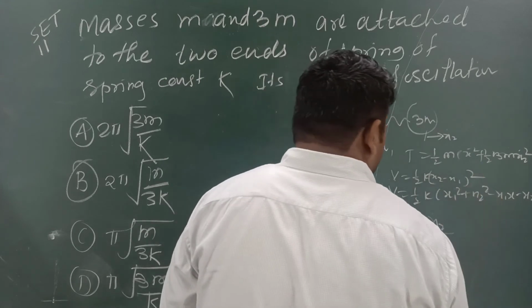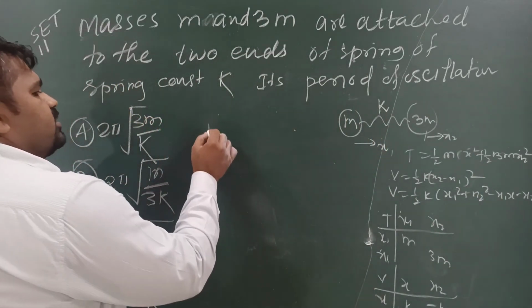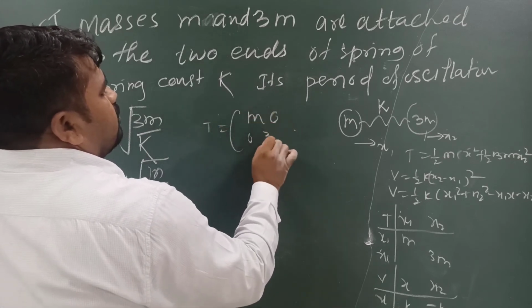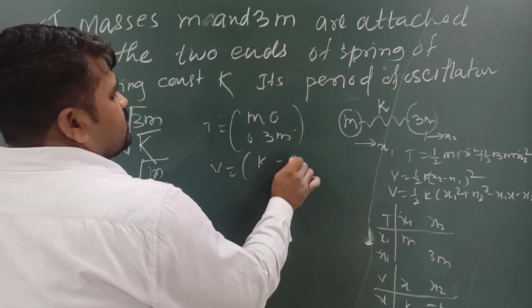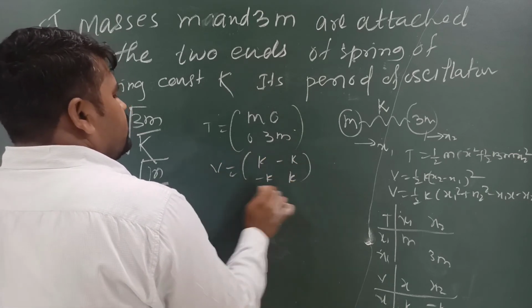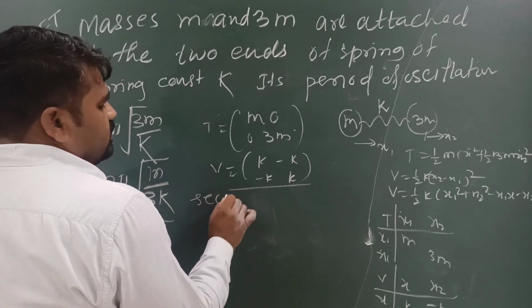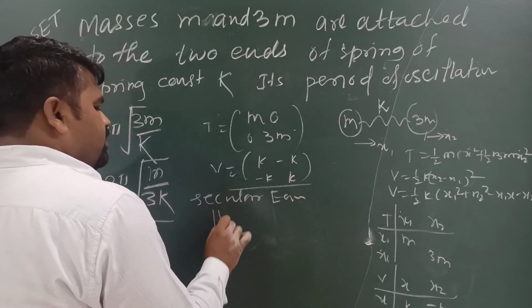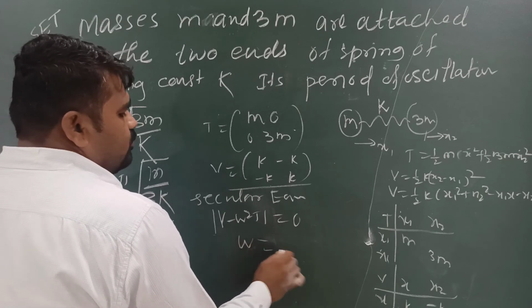Substitute this value here, then we get the kinetic energy and potential energy matrix, meaning the T matrix: m, 0, 0, 3m. And what is the potential matrix? k, minus k, k. This one is the potential matrix. Using the secular equation, V minus omega square T is equal to how much? 0. From this equation we are getting two frequencies.